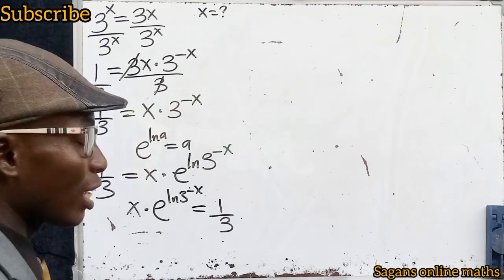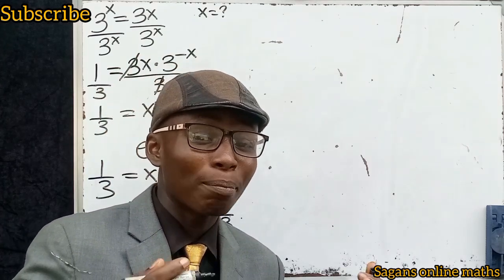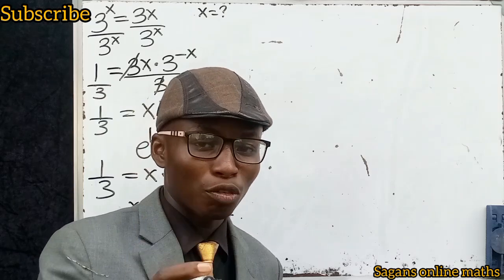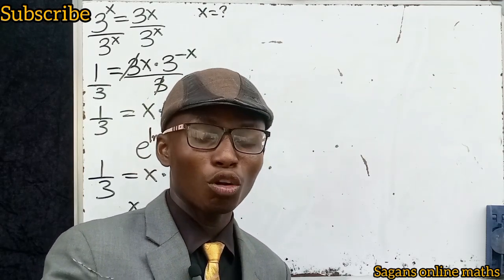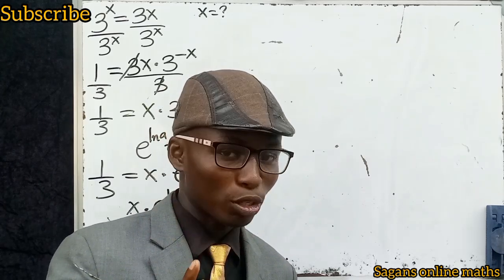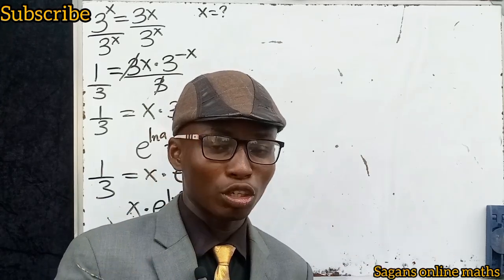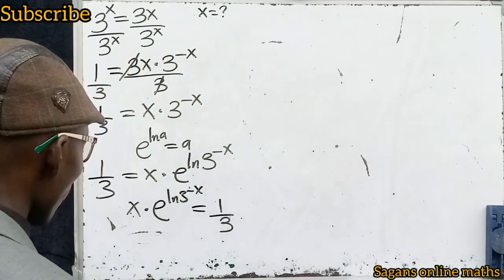Now let me draw your mind to the Lambert W function. Remember that the Lambert W function you are hearing about today is a product of logarithm. What is the Lambert W function? Remember that the Lambert W function is the inverse of the function f of x equals x multiplied by e raised to the power of x. Very important, okay? If you want to learn more, you can go to my page and watch about Lambert W for the definition of the Lambert W function.